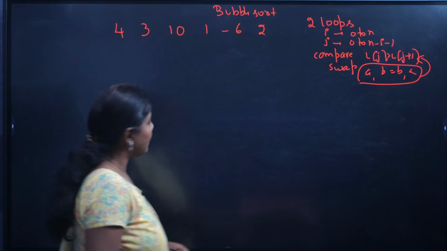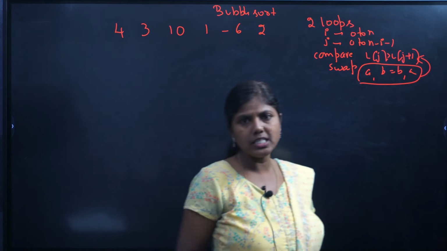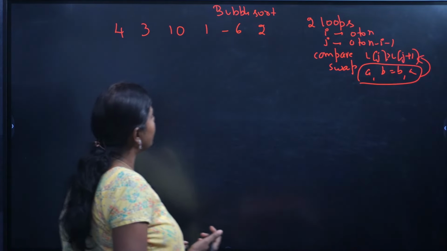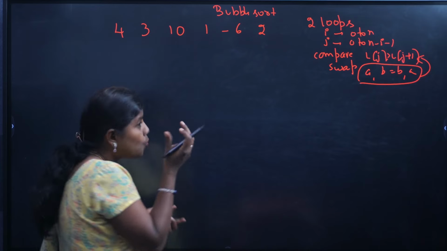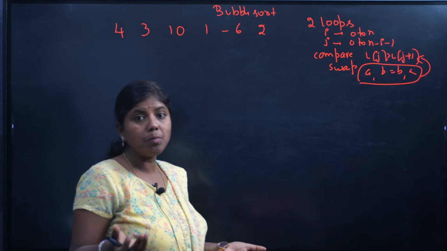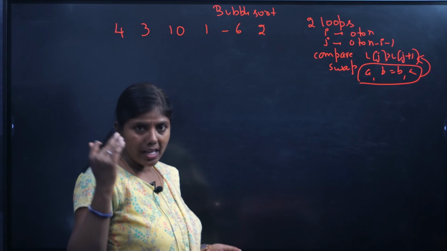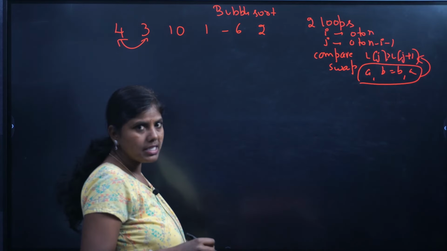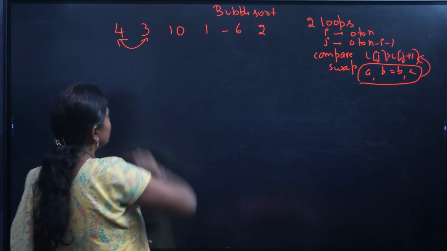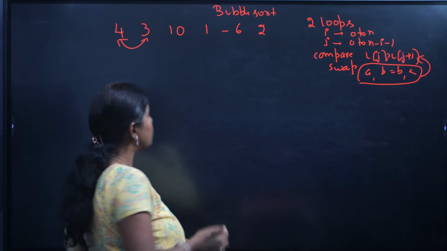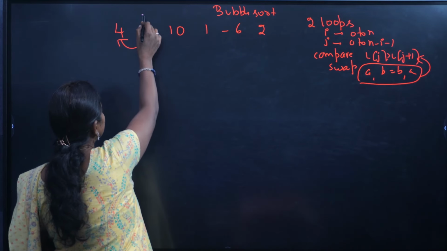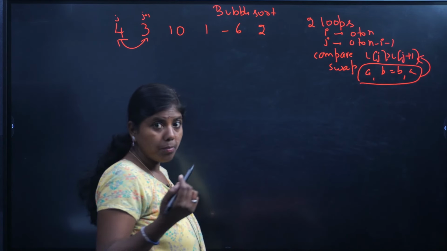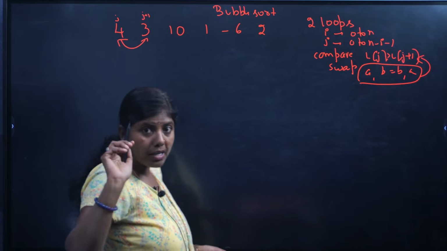Now we'll do it practically. I'm not going to show the whole thing, but at least the first pass I'll show so that the concept becomes very thorough to you. We have 4, 3, 10, 1, minus 6 and 2. So what happens here, it compares. When you have to explain bubble sort, you can say the same thing: it compares the consecutive elements, the adjacent elements. This is L of J and this is L of J plus 1. Compare these 2. J is more than J plus 1, so I need to swap it. 4 is more than 3.